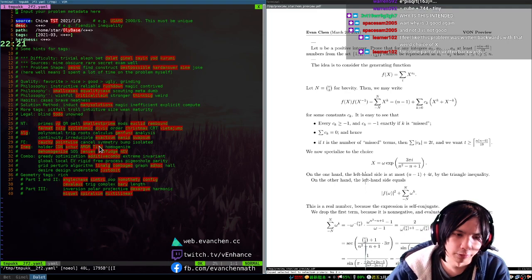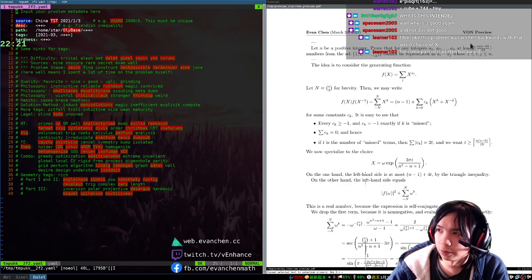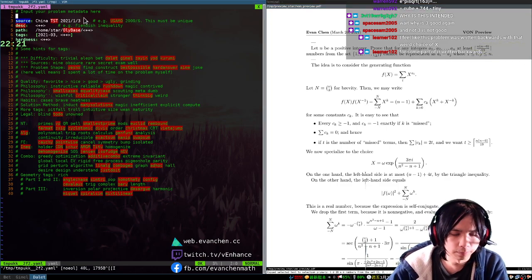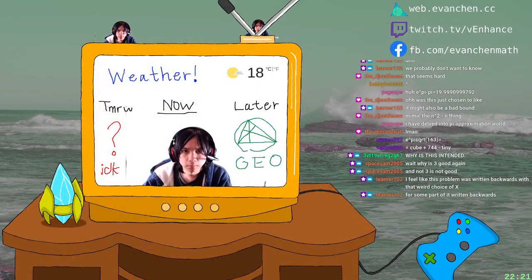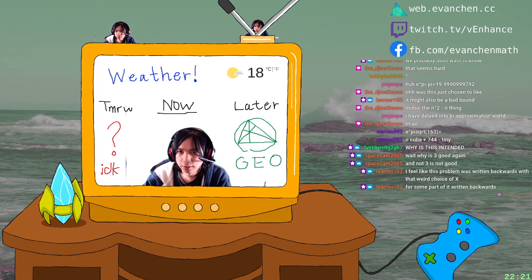Yeah, it's definitely written backwards. Like this form is too artificial. I still can't believe that method can generate a result.